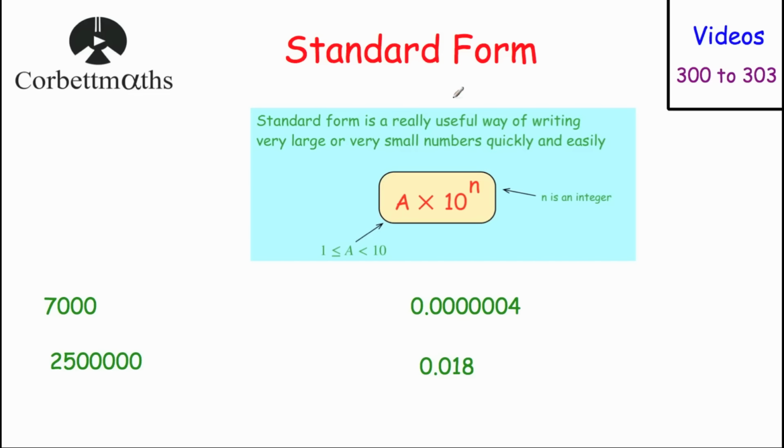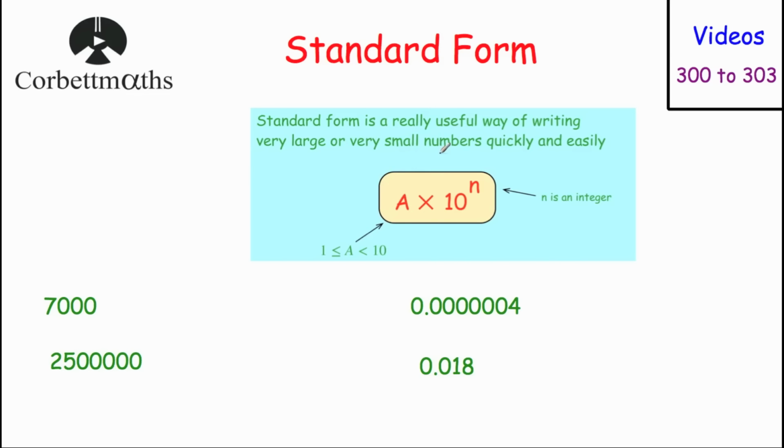Okay, let's have a look at our next topic. So our next topic is called standard form, and that's videos 300 to 303 in Corbettmaths. Now standard form is a really useful way of writing very large or very small numbers very quickly and easily. So rather than writing a large number out lots of times, we can use standard form to help us.